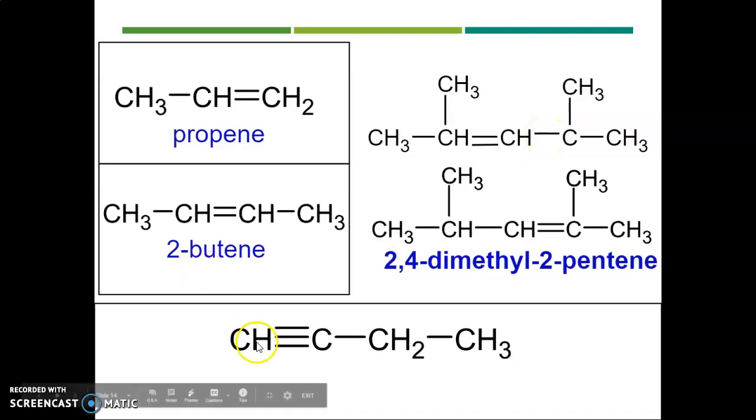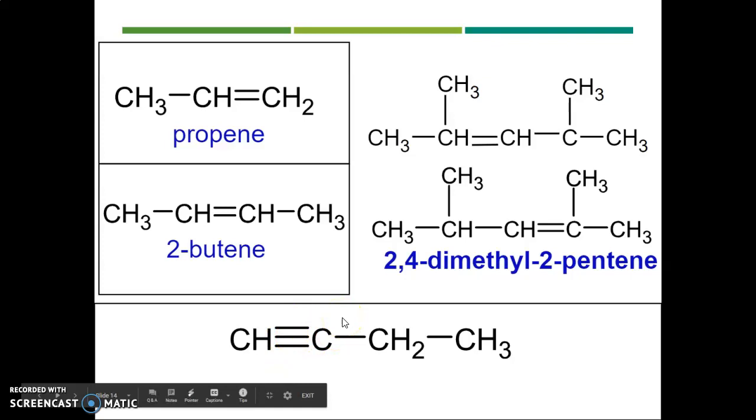Okay, all right, what about this long, lovely looking one? I have 1, 2, 3, 4 carbons. So I know at the very least, well, let me back that up. I know my ending is going to be yne because I have a triple bond here.